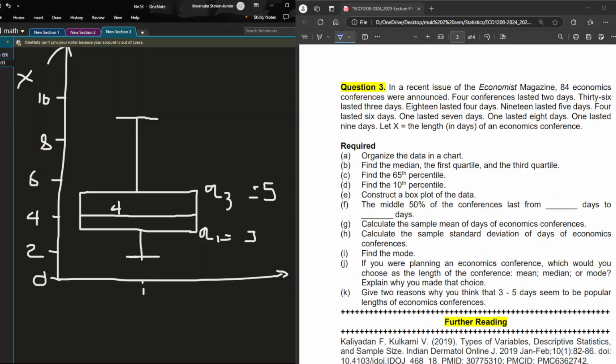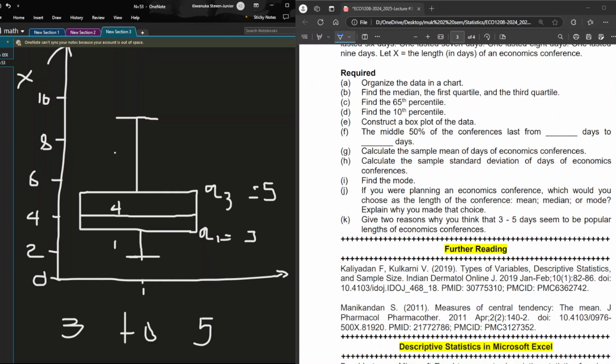They are telling us the middle 50% of the conferences lasted from which day to which day. So this is the middle 50. It is found in between Q1 and Q3. So it lasted from day 3 to day 5. That is the middle 50. This takes 25%, this one also takes 25%, and this one takes the remaining 50.